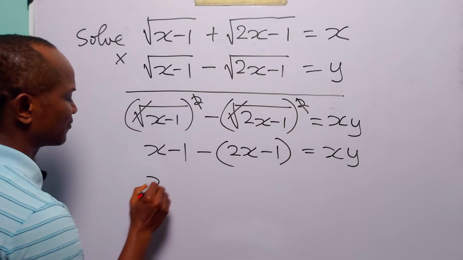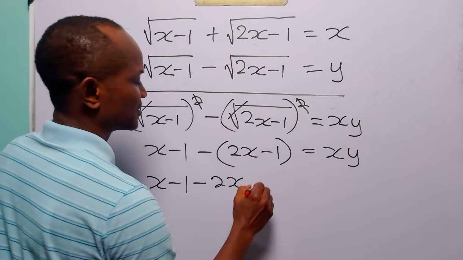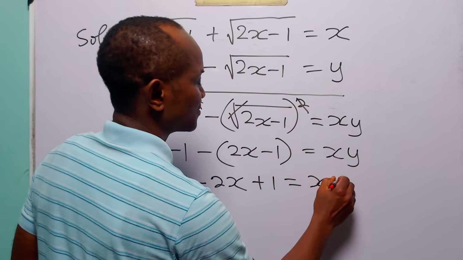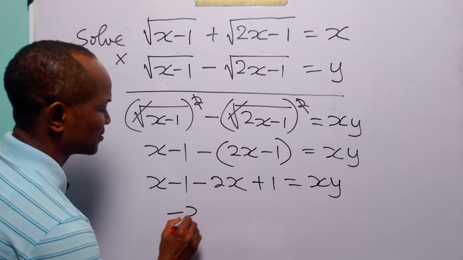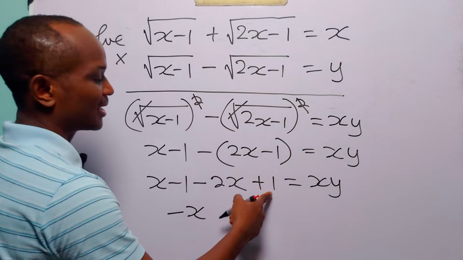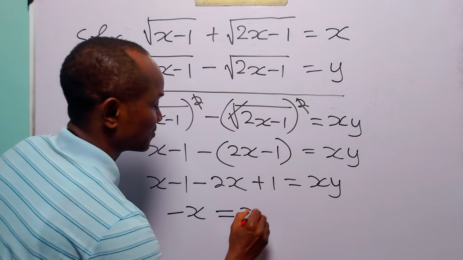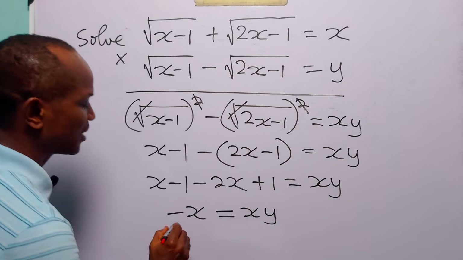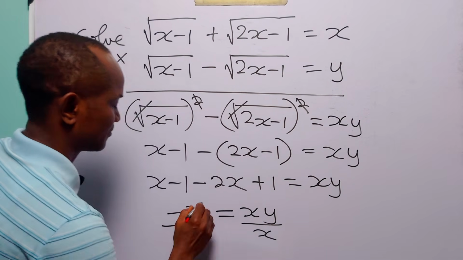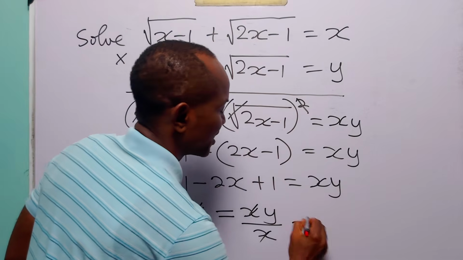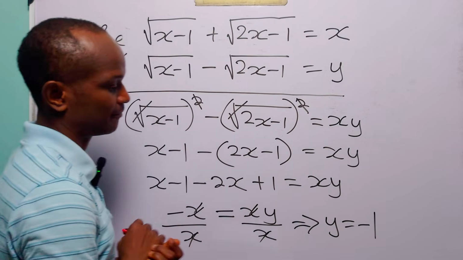Opening this bracket, we have x minus 1 minus 2x. Minus minus is plus 1. This is equal to xy. Now, x minus 2x is minus x. And minus 1 plus 1 is equal to 0. So, minus x is equal to xy. Now, when we divide both sides of this equation by x, we have that y is equal to minus 1.